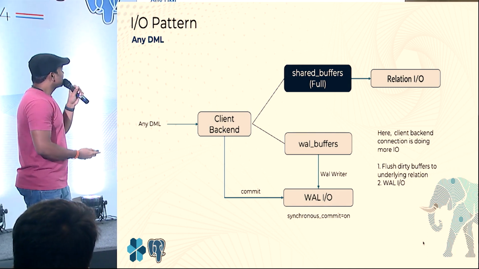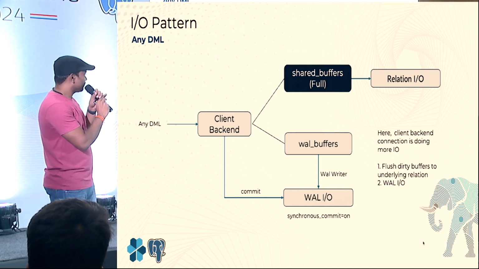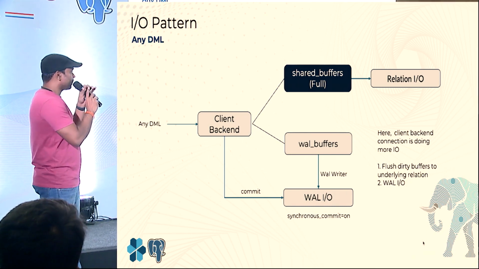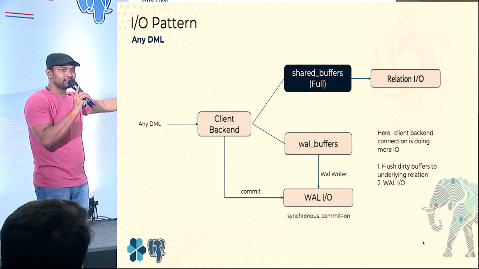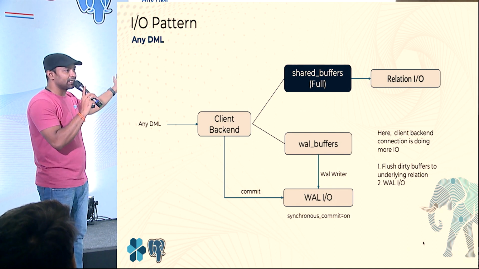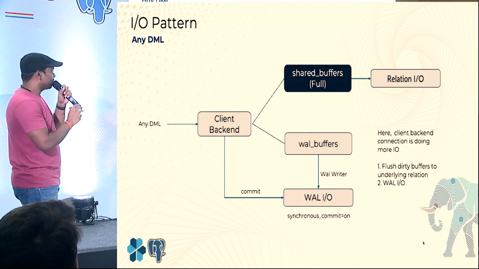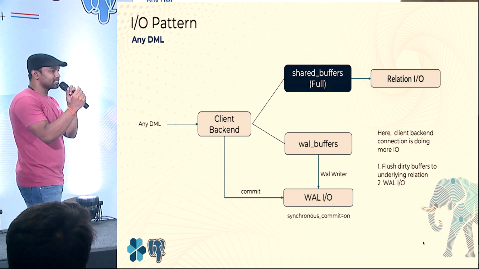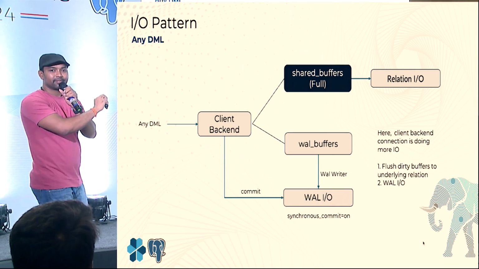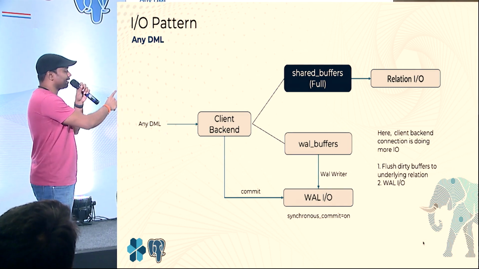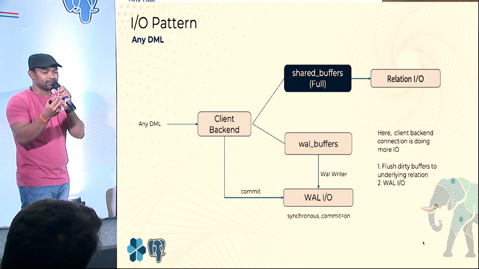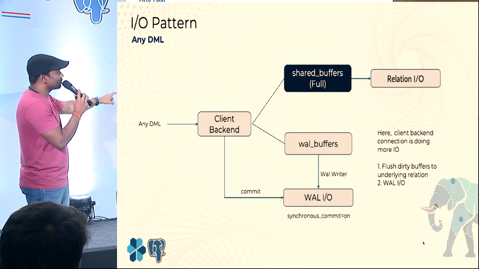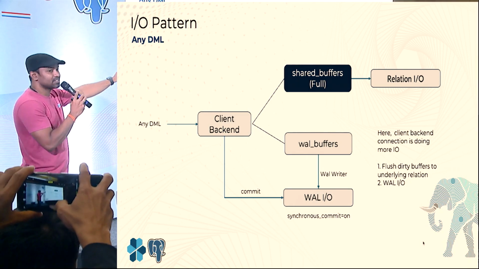Okay. So this is another pattern where you are inserting data. It's a small data, not a bulk insert, but your shared buffers are already full. Shared buffers are already full, but you are trying to insert small data. So now it is the client backend's responsibility, the connection that the application makes to the DB, to free some of the shared buffers. That is responsible for cleaning some of the shared buffers.